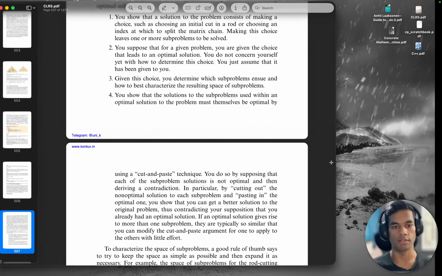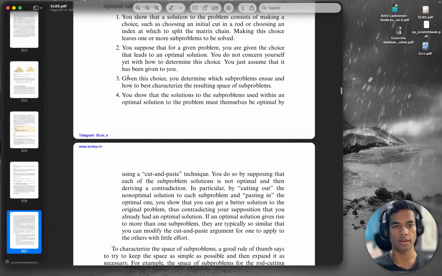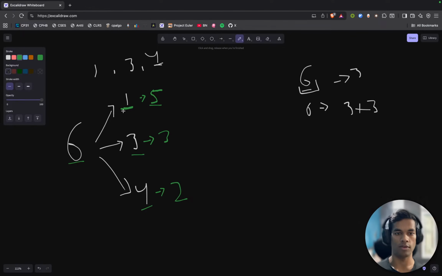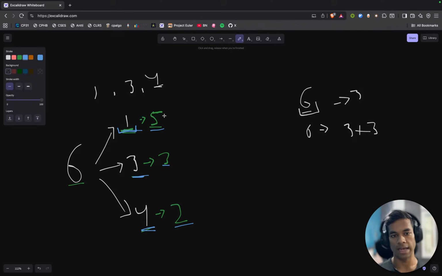That makes sense. So we characterize, given this choice, which subproblems ensue, and how to best characterize the resulting space of subproblems. So given these choices, first we made the choice of 1, then 3, and then 4. Making the choice of 1, this was our subproblem. Making a choice of 3, this was our subproblem, and when we chose 4, this became our subproblem. And now again we have 3 choices.